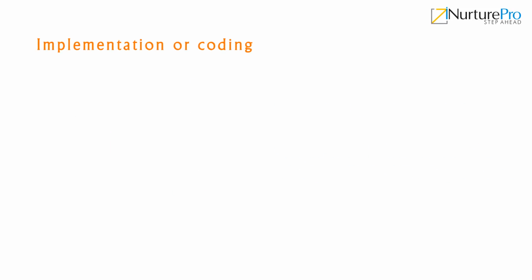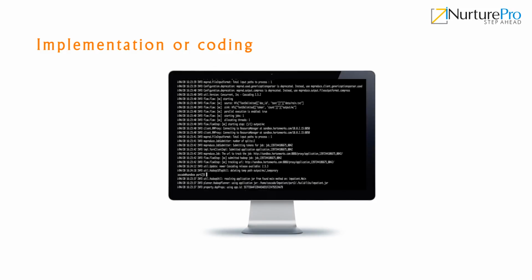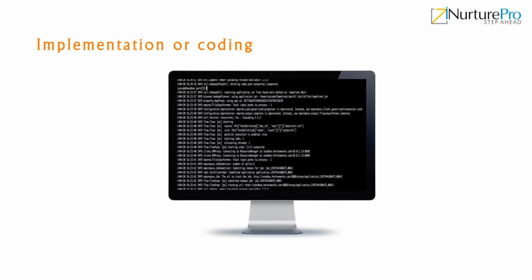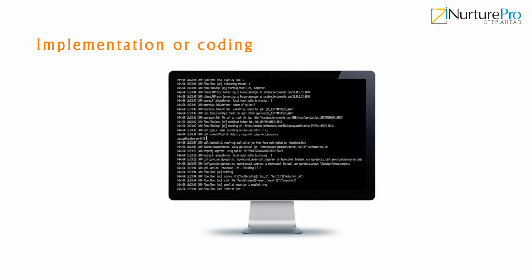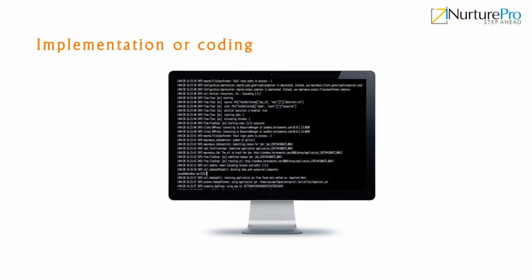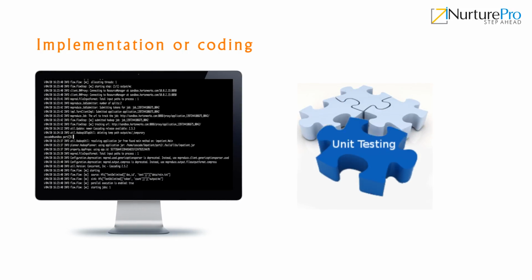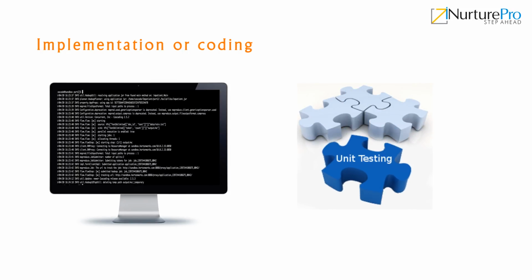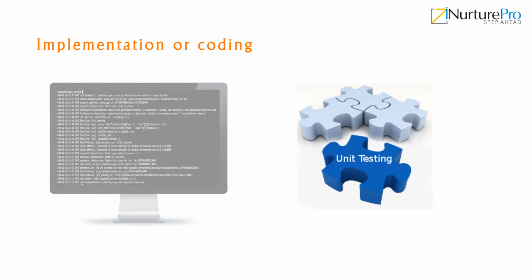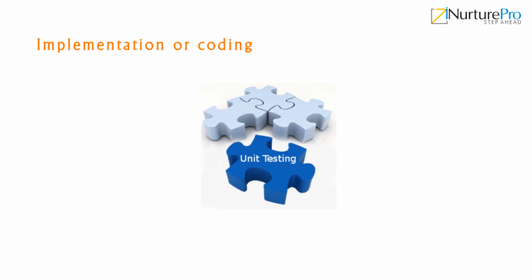The third phase is implementation or coding. The actual coding is initiated after finalizing the system design documents. The main focus is given to the developer. The developer does unit testing before the actual testing. Unit testing is the lowest level of software testing.